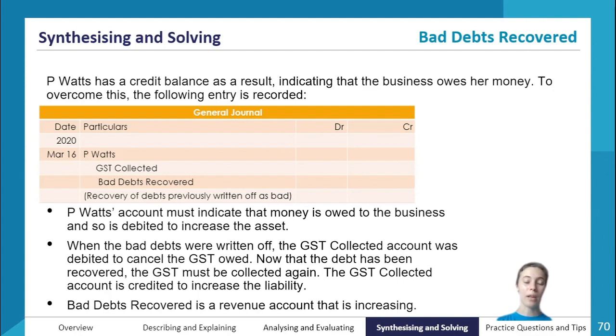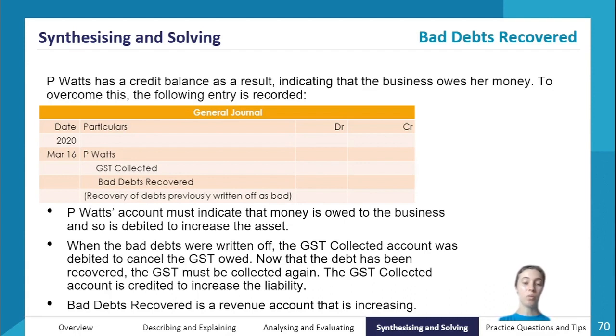So this is the bad debts recovered entry. So you increase the accounts receivable again to reflect that it was owed to the business, and then you have the bad debts recovered and GST accounts. So the account must indicate that money is owed to the business. So we're increasing that asset account.